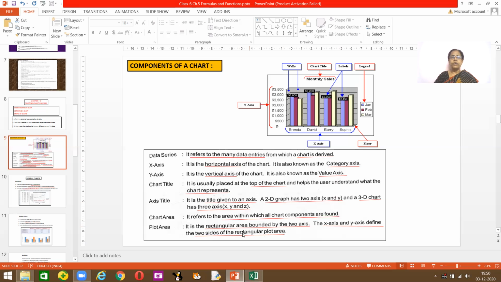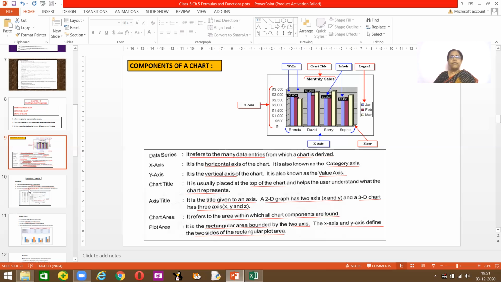Then the plot area. What do you mean by the plot area? It is the rectangular area bounded by the two axes. So within this part of it inside, this is called the plotting. Here we are going to plot the graph. Where the graph is plotted, that's called the plot area. The plot area is a rectangular area bounded by two axes, that is the x-axis and the y-axis, the down part and the top part. That's the x and the y-axis. And they define the two sides of the rectangular plot.